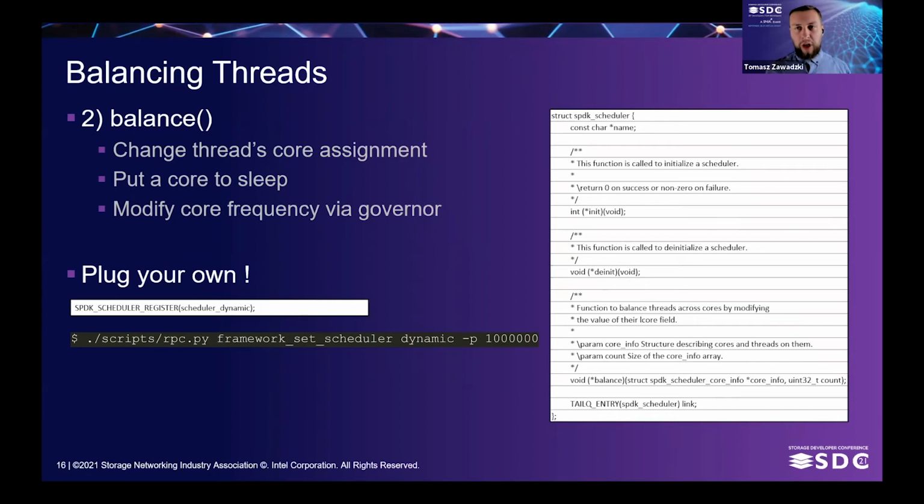So the logic behind the balance function is implemented by pluggable SPDK schedulers. On the right is the interface that has to be implemented by such schedulers. Besides that, the SPDK scheduler register macro has to be called to make the event framework aware of the new scheduler. After that point, a user can switch between different implementations at runtime using the framework_set_scheduler RPC. And optionally, a custom scheduling period can be provided.